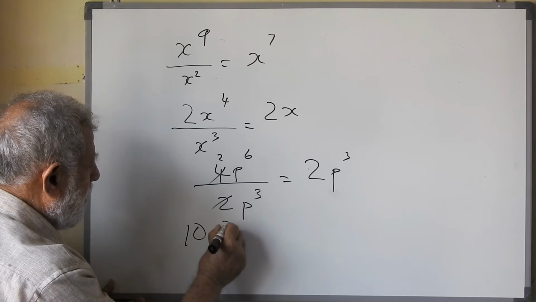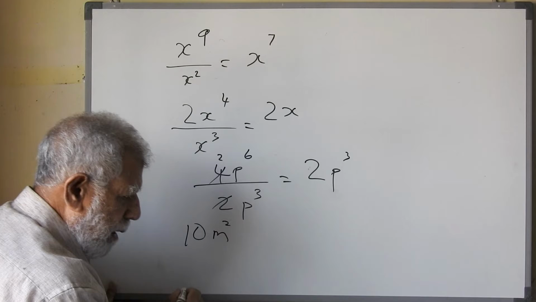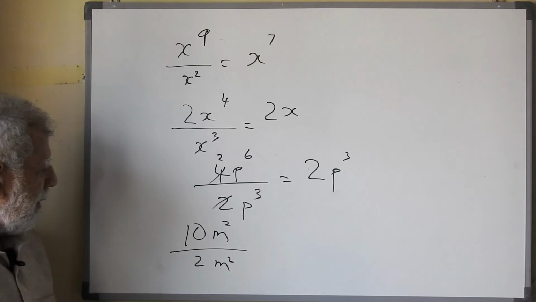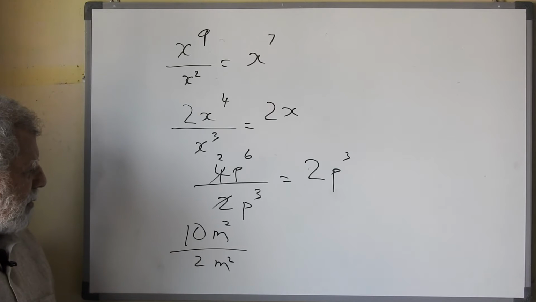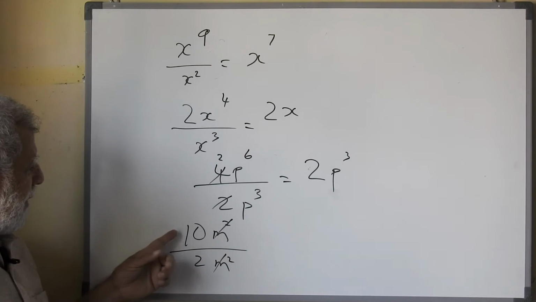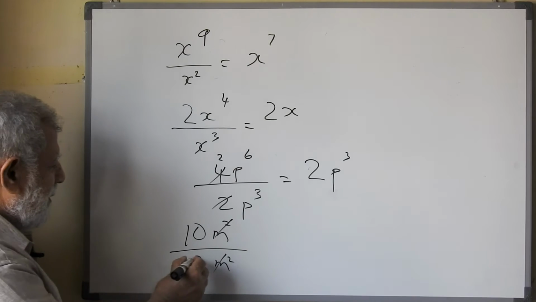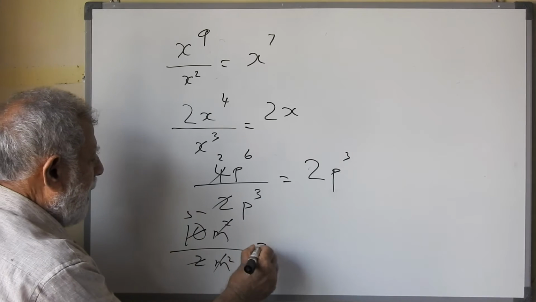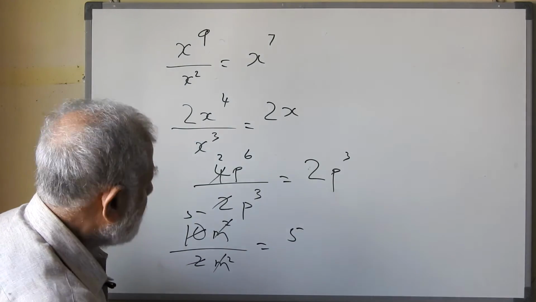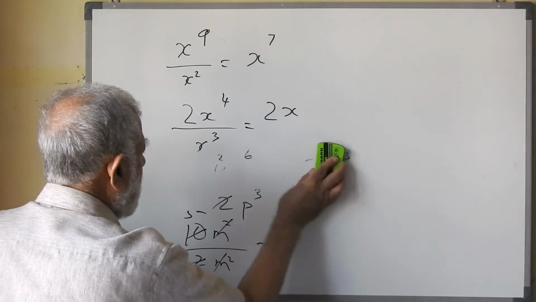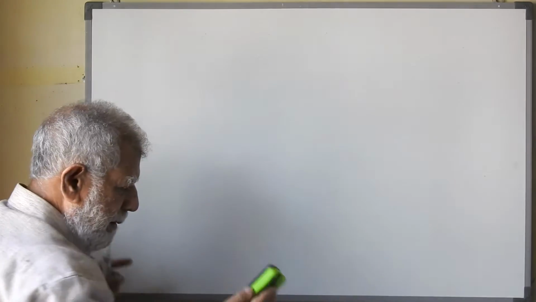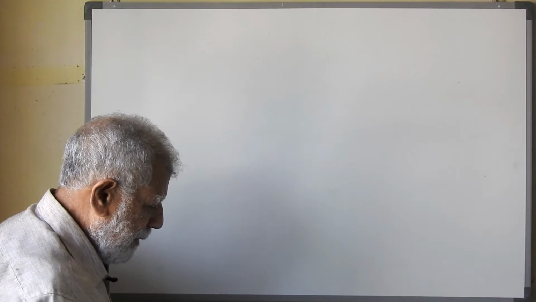10m squared upon 2m squared. Here we have 10m squared and 2m squared also. So m squared and m squared get cancelled. So we are left with 10 and 2. 10 and 2 we can cancel again, to get 5. So the final answer will be 5. m is getting cancelled. We will take another example.